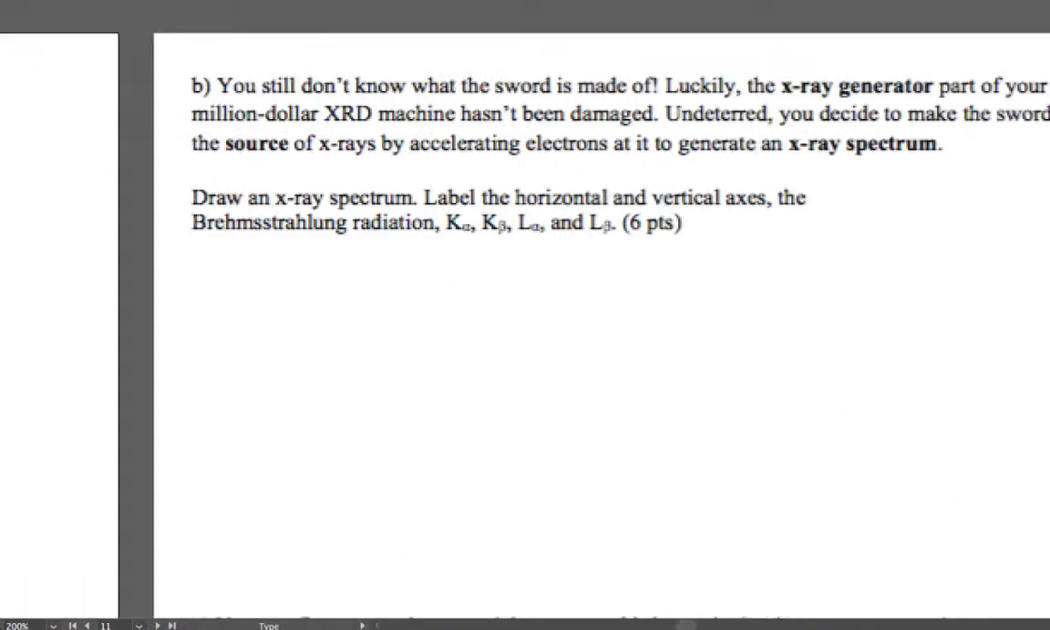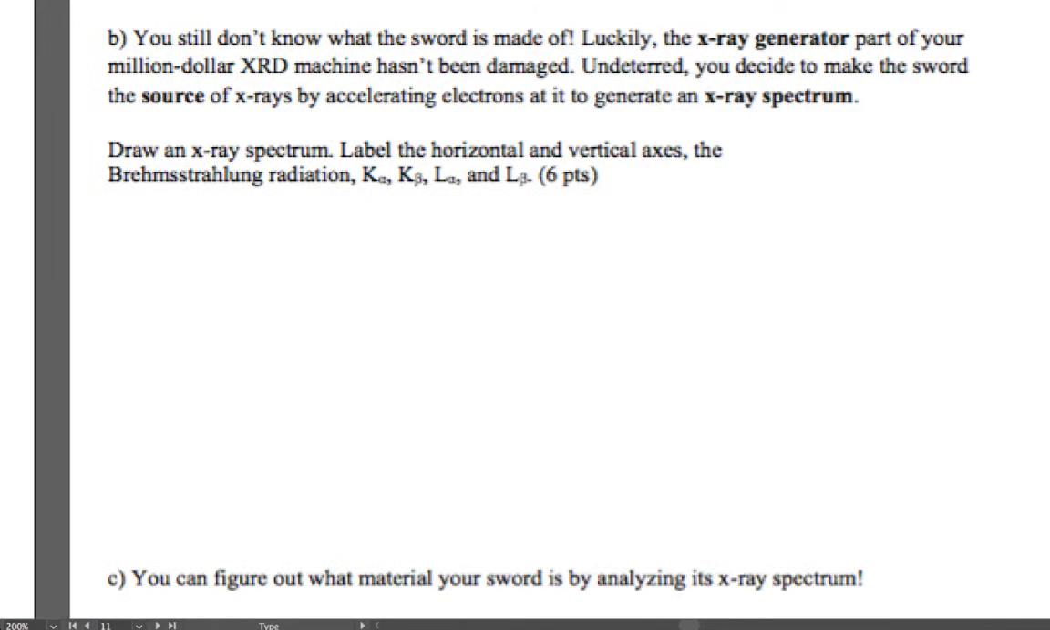You still don't know what the sword is made of. Luckily, the X-ray generator part of your $1 million X-ray XRD machine hasn't been damaged. Undeterred, you decide to make the sword emit X-rays by accelerating electrons to generate an X-ray spectrum. Draw an X-ray spectrum. Label the horizontal and vertical axes. The Bremsstrahlung radiation, K alpha, K beta, L alpha, and L beta.